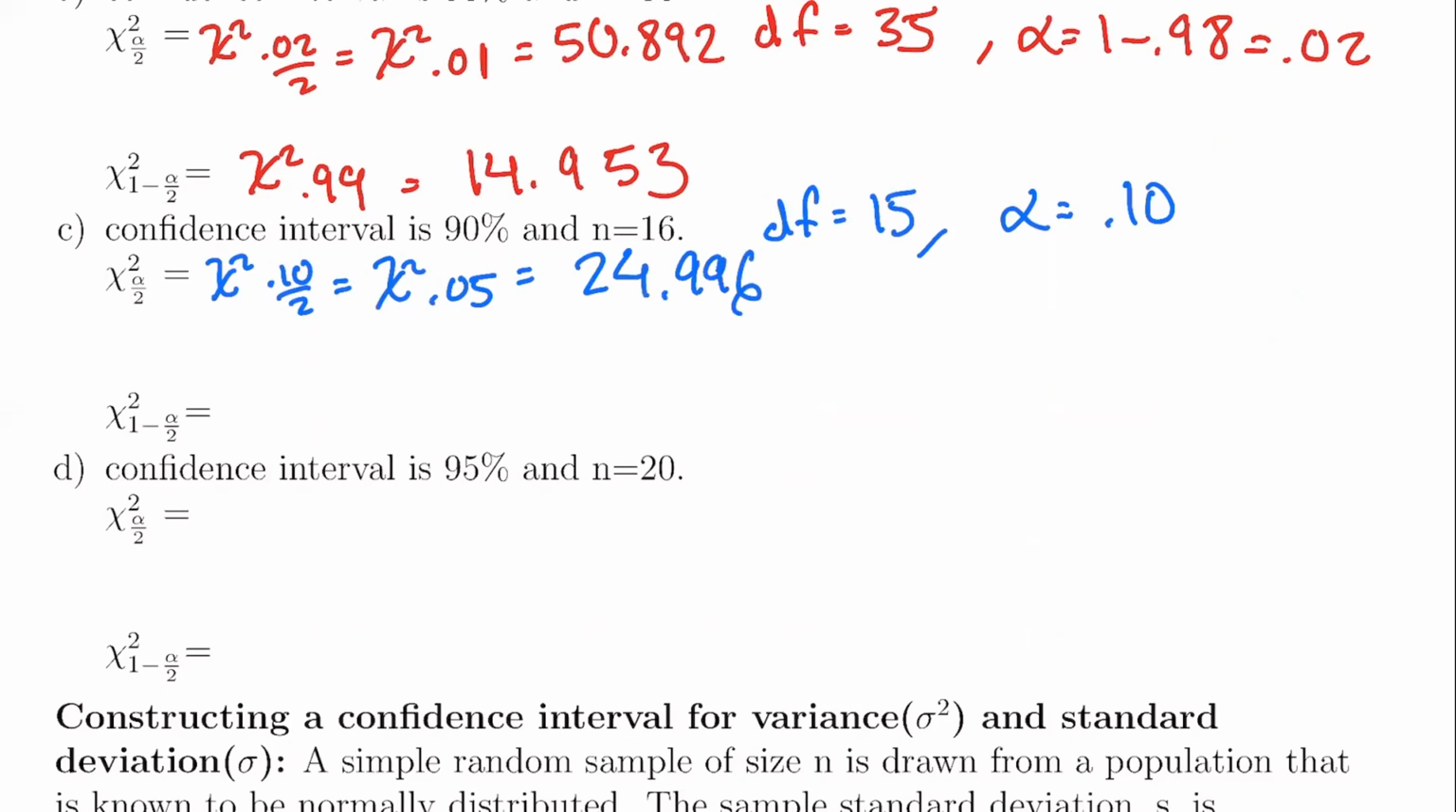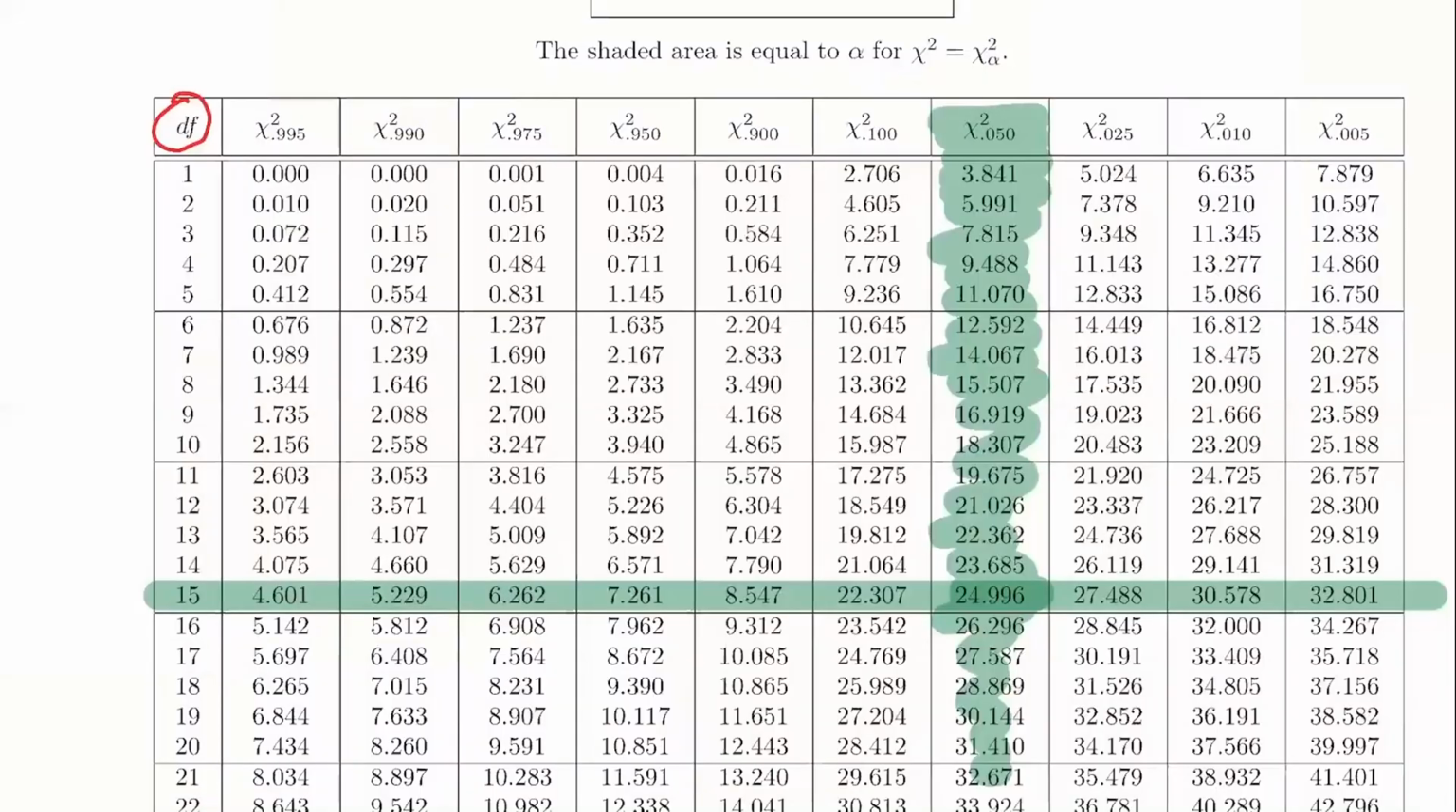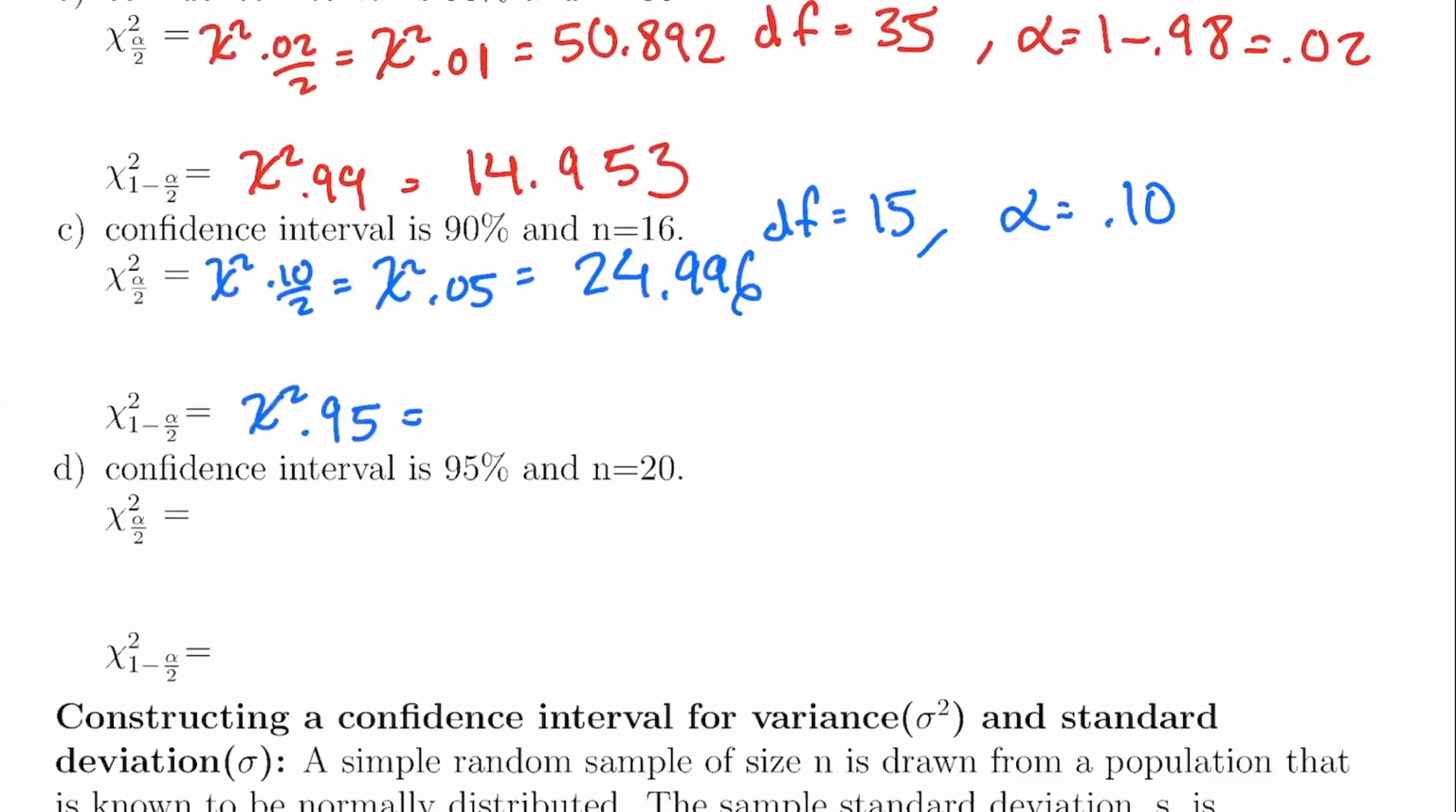So now we're going to do the other chi-square. Remember, if that is chi-square of 0.05, that means this is chi-square of 0.95. So we have to look for degrees of freedom of 15, but chi-square of 0.95. So here you go, chi-square of 0.95. If you look at where they intersect, it's 7.261. And that's it for part C. Any questions in regard to part C?